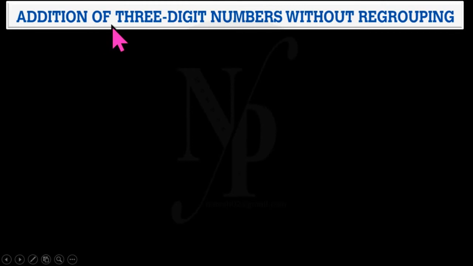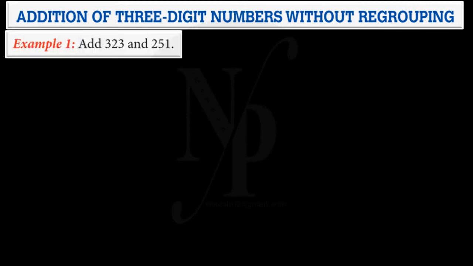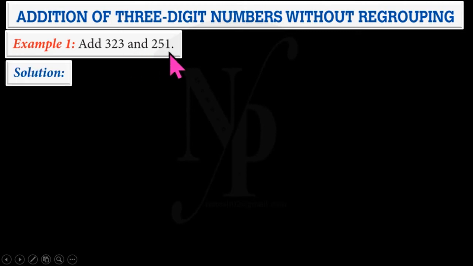Addition of 3-digit numbers without regrouping. So now we will learn how to add 3-digit numbers. Come on, let's begin. Example number 1. Add 323 and 251. Solution.